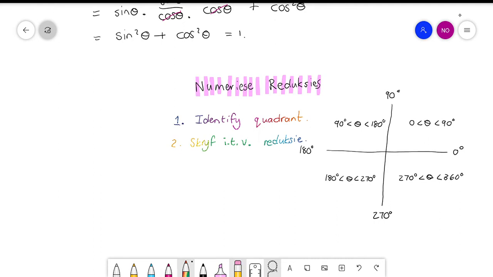Okay. So remember in quadrant 1 we have just theta. In quadrant 2 we have 180 degrees minus theta. In 3 we have 180 plus theta. And there we have 360 minus theta. So that's what I mean with the reduction in that quadrant.